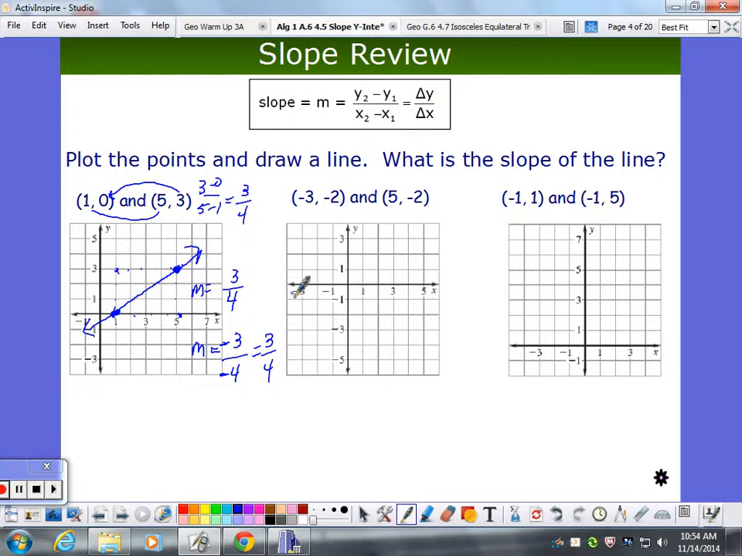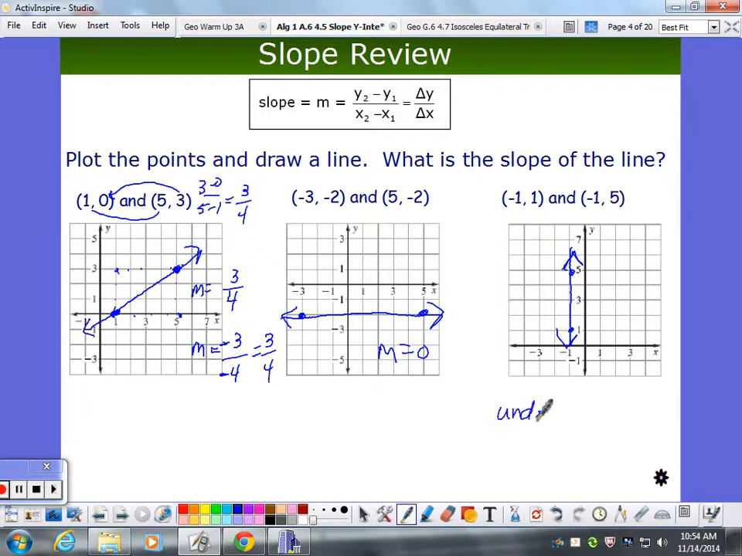Let's look at this one. Negative 3, negative 2, I think that's over here. And 5, negative 2. Oh, okay, what's this one? 0. Right? You have a nice flat line there. So that slope is 0. And then this one, negative 1, 1, negative 1, 5. This is an undefined slope.